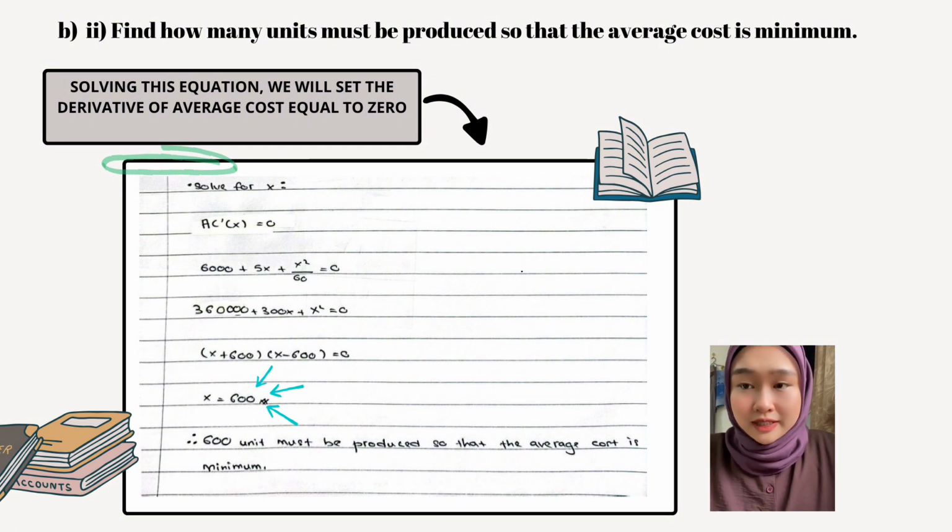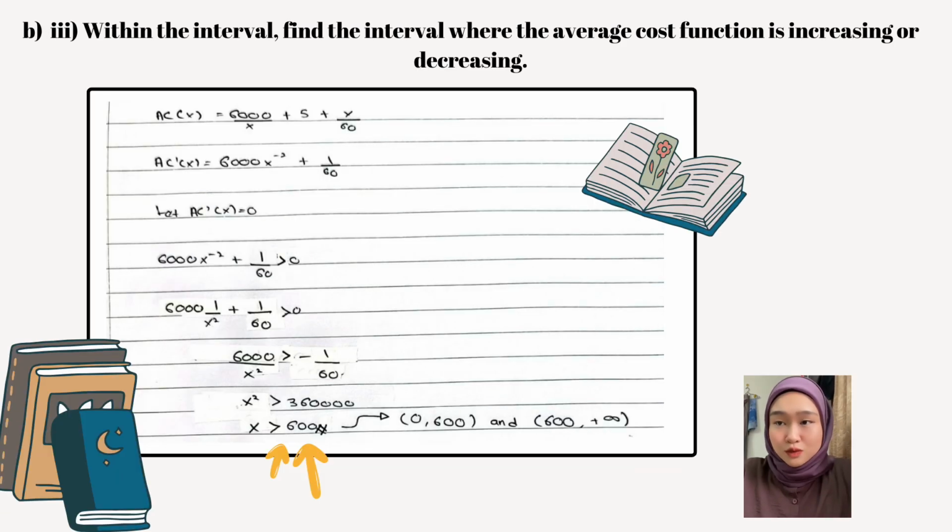Now, we shall factor the quadratic equation, which is (x plus 600)(x minus 600) equal to 0. This gives the solution x equal to 600 or negative 600. However, since the number of units produced cannot be negative, we have to discard x equal to negative 600. Therefore, the correct answer must be x equal to 600. We will proceed to question B3.